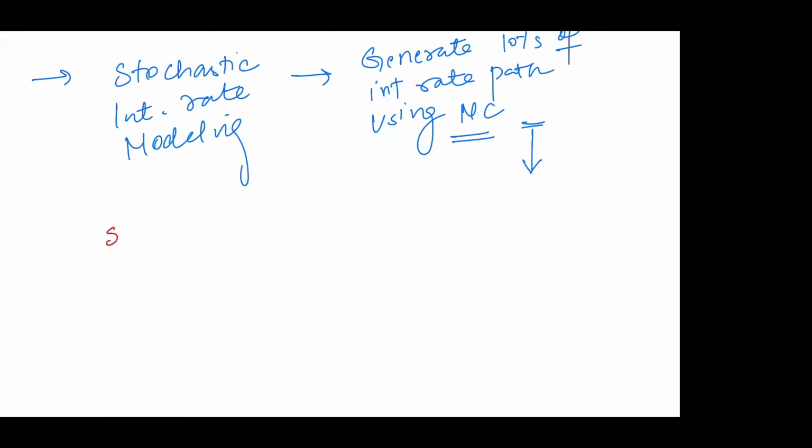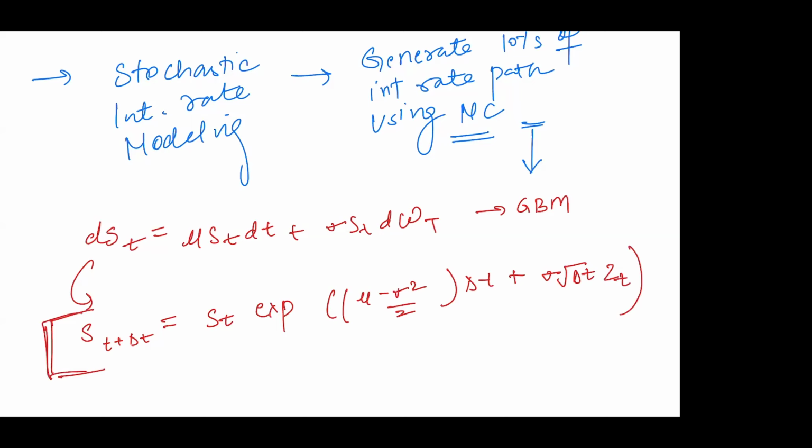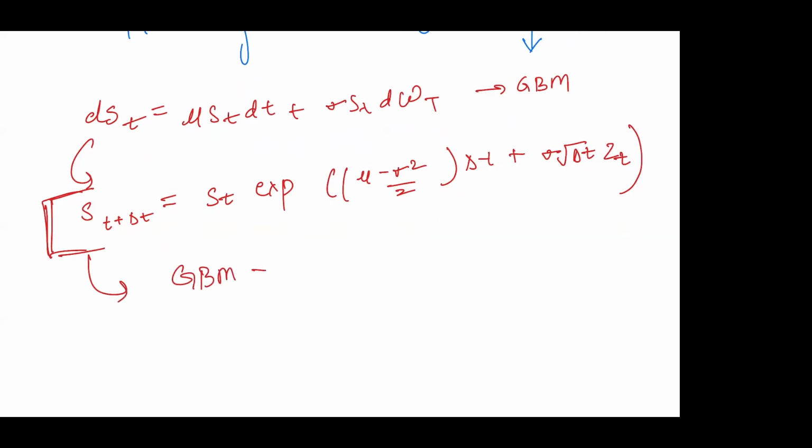If you remember the geometric Brownian equation, do you know what a geometric Brownian equation is? Yes. Okay. Basically, it's something like this: dS_t is equal to mu S_t dt plus sigma S_t dW_t. This is what we call geometric Brownian motion. When we solve this, we arrive at this equation: S_{t+Δt} is equal to S_t exp((mu minus sigma squared by 2) Δt plus sigma Z_t). So what we are essentially doing is using the geometric Brownian motion to simulate the stock price.